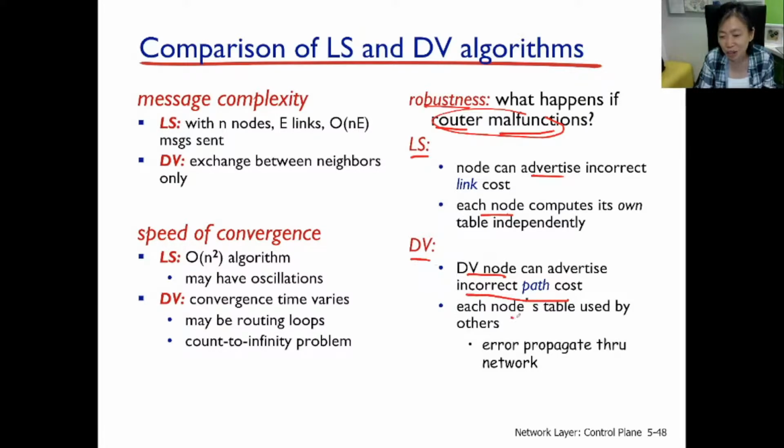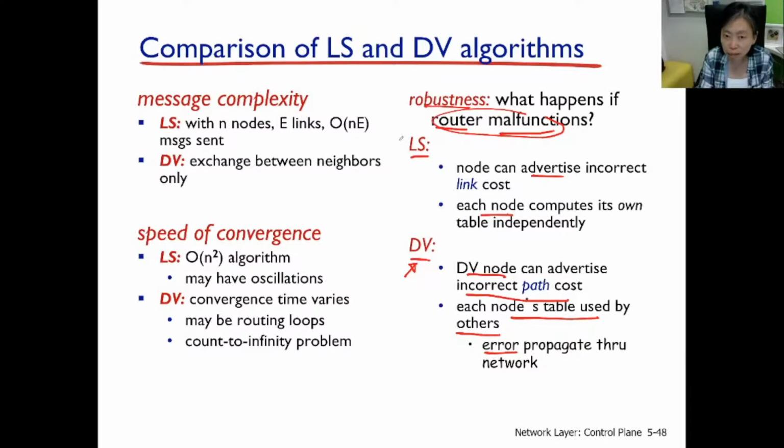Each node's distance vector is going to be used by others. This error is going to propagate throughout the network, and it might take a long time for the network to recover to the correct cost. It takes a long time and is not very predictable.